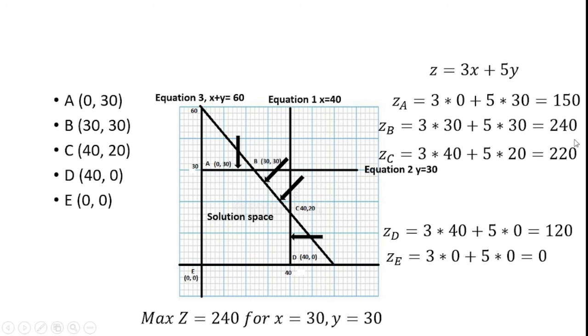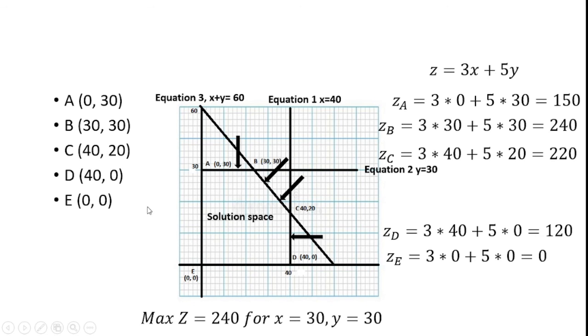From this, which one is maximum? The objective function maximum value I obtained from the B point, so this 240 is called the optimal value, which is the best value, because our objective function is maximization. So maximization of z equal to 240 is collected from the B point. So at the B point the decision variables are 30 comma 30, x equal to 30, y equal to 30.